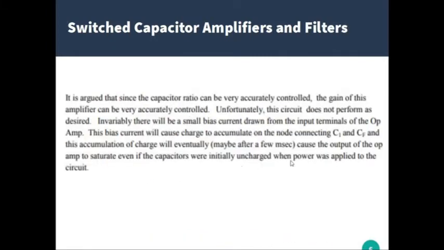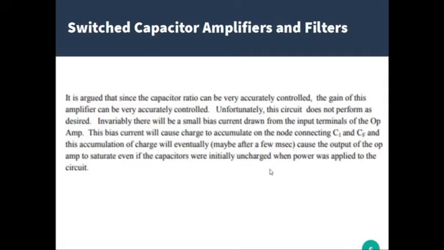Next, it is argued that since the capacitor ratio can be very accurately controlled, the gain of this amplifier can be very accurately controlled as well. Unfortunately, this circuit does not perform as desired. Invariably, there will be a small bias current drawn from the input terminals of the op-amp. This bias current will cause charge to accumulate on the node connecting C1 and CF, and this accumulation of charge will eventually, maybe after a few milliseconds, cause the output of the op-amp to saturate, even if the capacitors were initially uncharged when power was applied to the circuit.